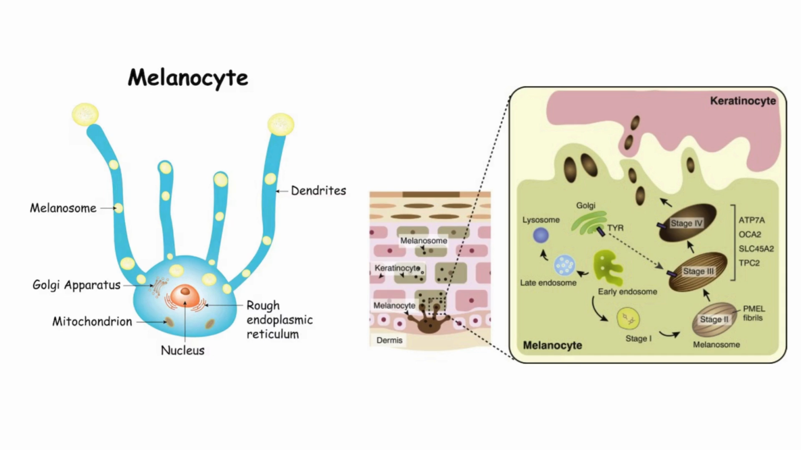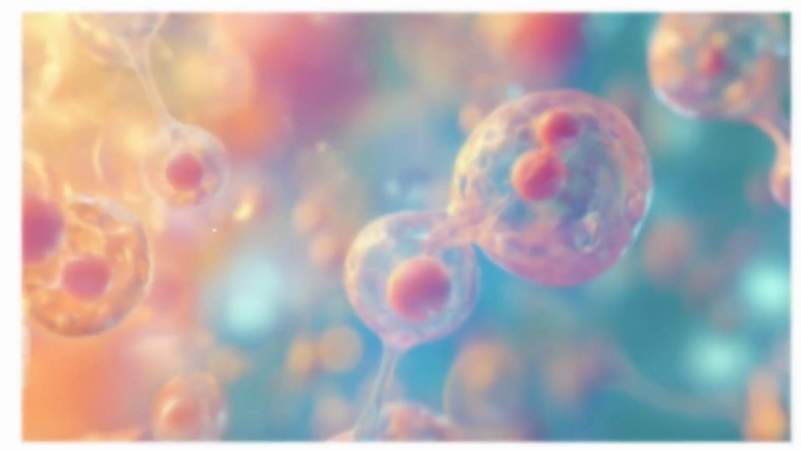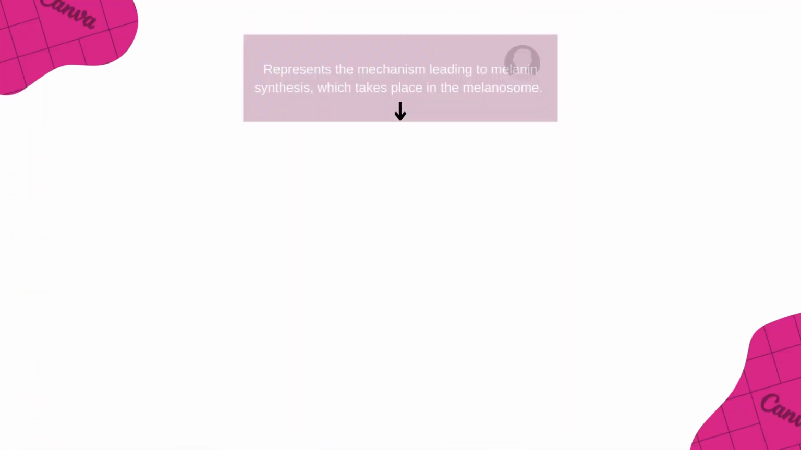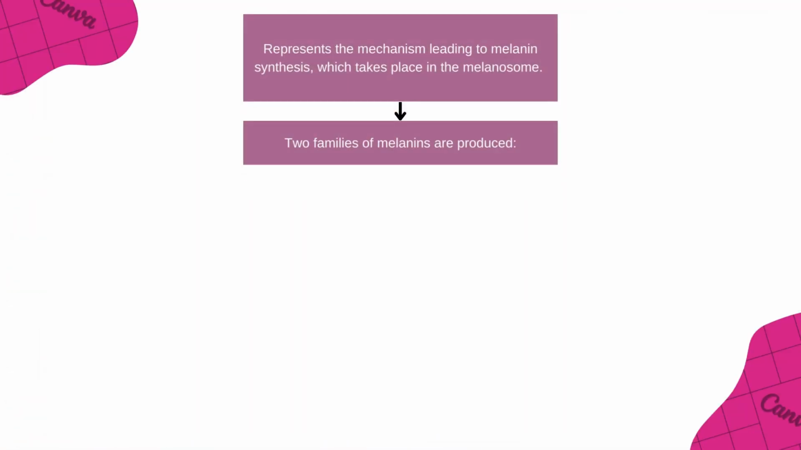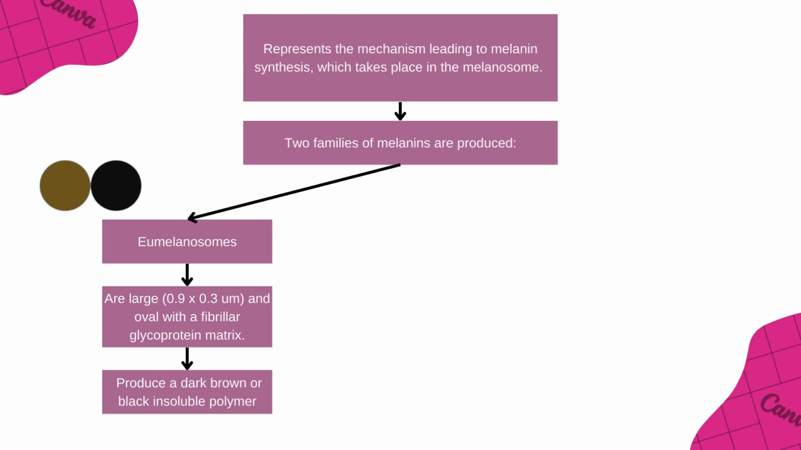The beginning of melanin production takes place at stage 3, where the pigment is deposited on the fibrillary protein. In the last stage, stage 4, the entire melanosome is filled with pigment. Melanogenesis represents the mechanism leading to melanin synthesis, which takes place in the melanosome. 2 families of melanosomes are produced. Eumelanosomes are 0.3 micrometers and oval with a tubular glycoprotein matrix, which produce a dark brown or black insoluble polymer. It is the main type in people with dark skin and hair and is more efficient in photoprotection.